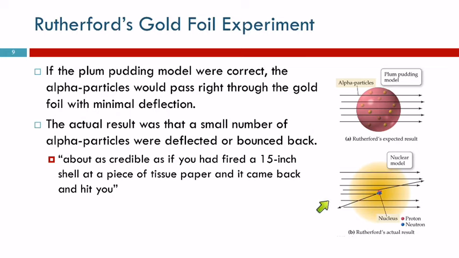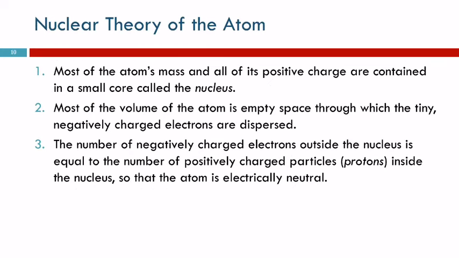So those positively charged alpha particles, when they hit this nucleus, which is incredibly dense, they bounced off. If they got kind of close to it and dinged it, they'd get sent off at an angle. Most of the particles go straight through because there was really nothing for them to hit. So this led to the nuclear theory of the atom.